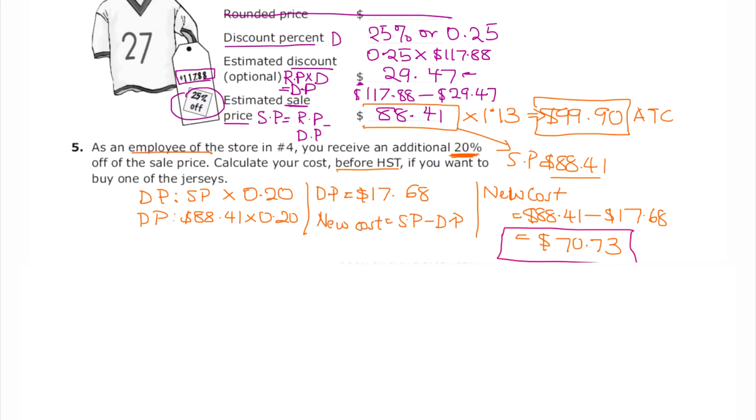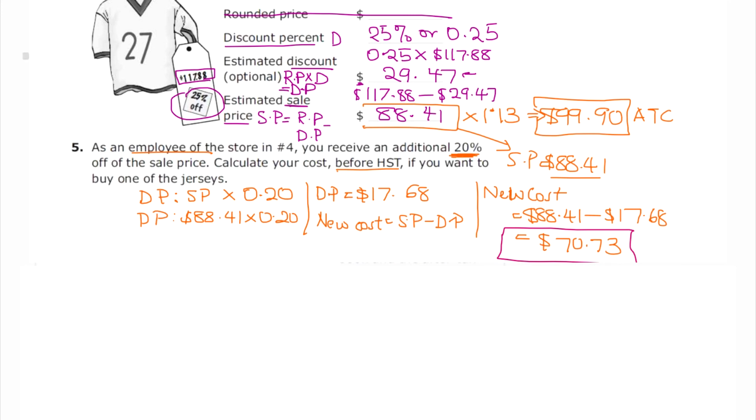So while a regular person going to the store is going to pay $88.41 before tax, the employee in the store will pay $70.73. So that is it for number 5.